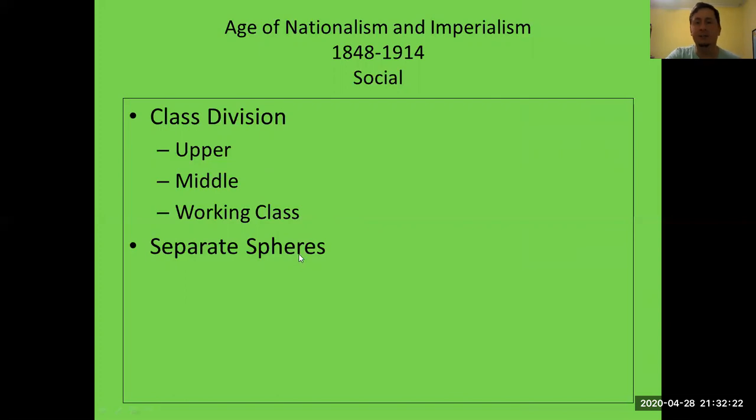You've got the idea of separate spheres continuing to disadvantage women, or at least to give women a domestic sphere versus a public sphere. Men are mostly in the public sphere, whereas women are relegated to the house, keeping the house and being a wife and a mother, and keeping that house a refuge for the husband, for the man. And so those are the big divisions, or the big categories within the social aspect.